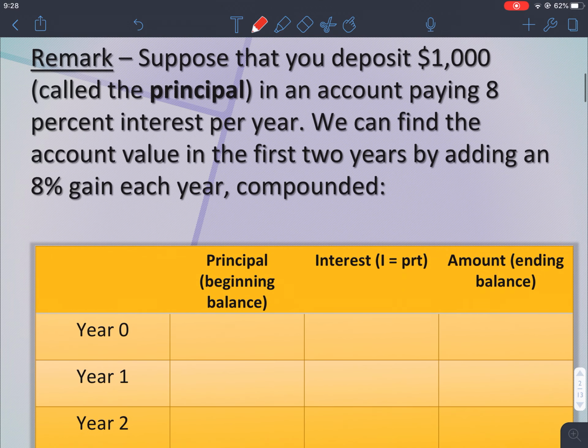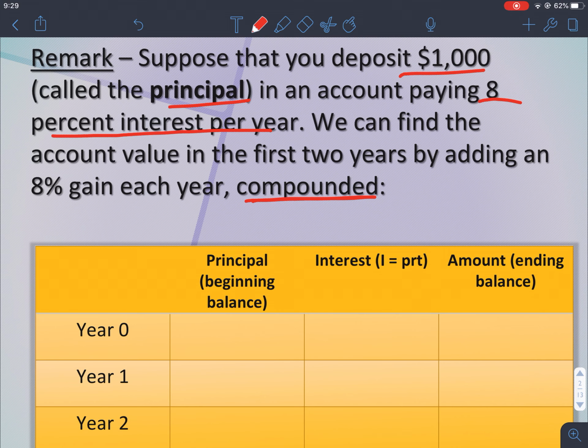The first and most practical example with exponential equations deals with finances. And we've all seen this before, all right? So suppose that you deposit $1,000 called the principal into an account that pays 8% interest per year. We can find the account value after each year and then add it together in order to get what the amount would be if it was compounded.